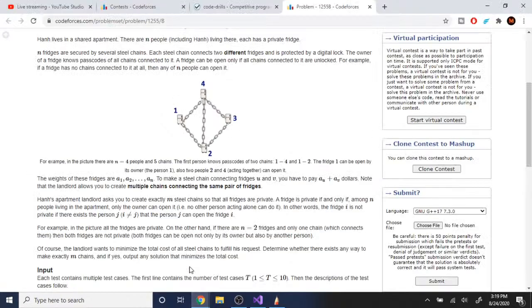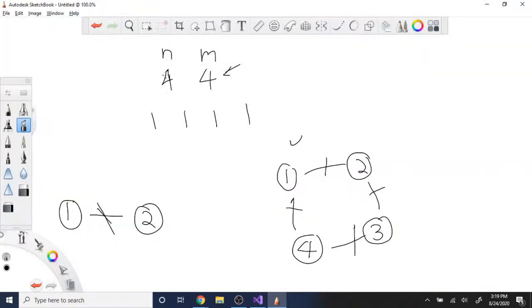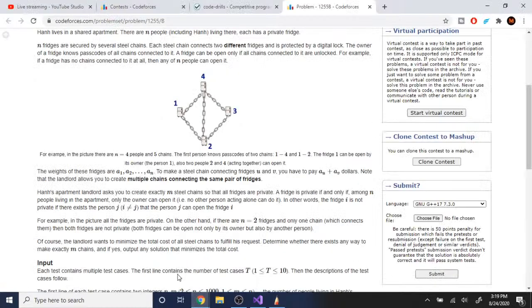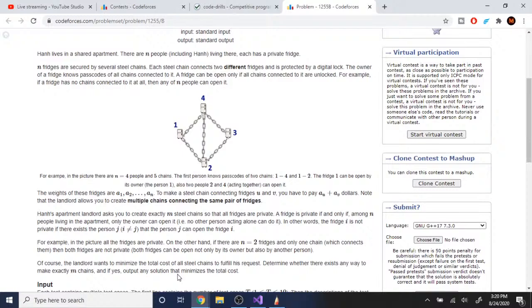Hold on, I have to read the question again. I'm not understanding. Okay, I understand you have to pay. You want to create M chains so that all fridges are private. A fridge is private if and only if among n people living in an apartment, so among 4 people living in this apartment, only the owner can open it. No other person acting alone can open it. In other words, fridge i is not private if there exists a person j that can open fridge i. In the picture, all fridges are private.